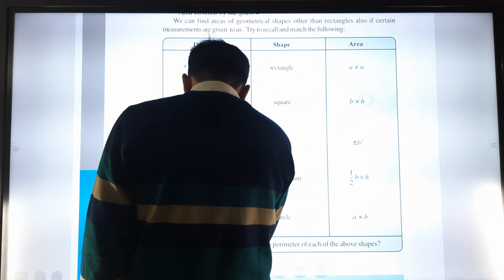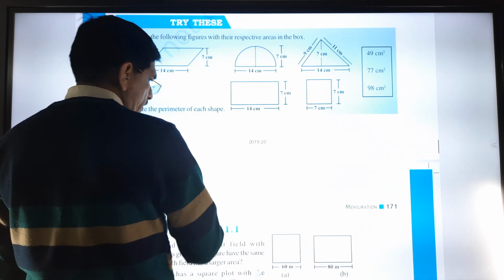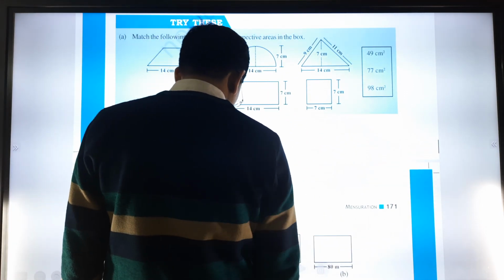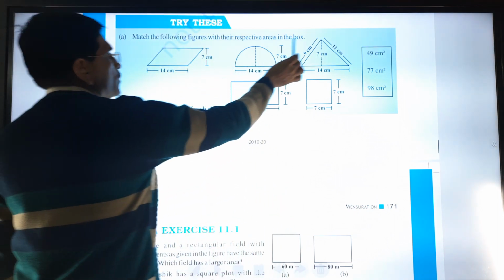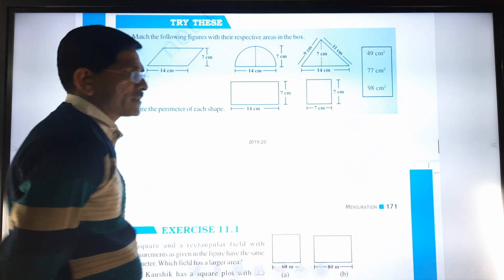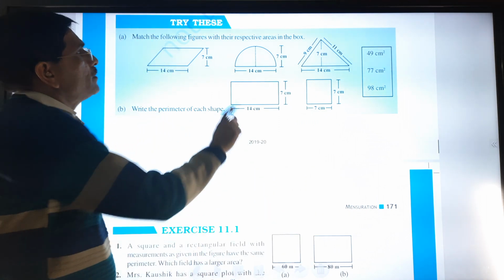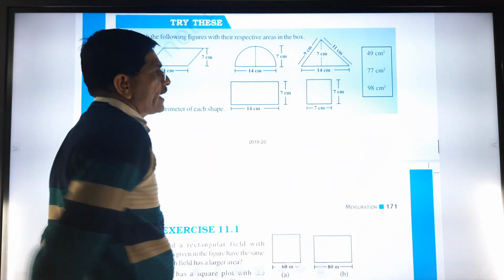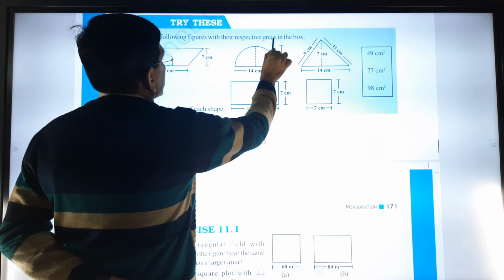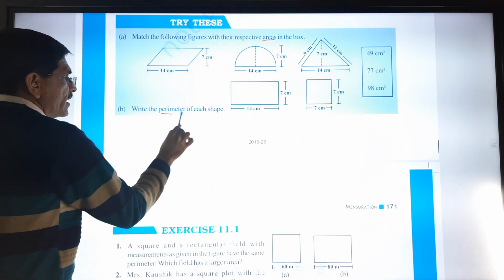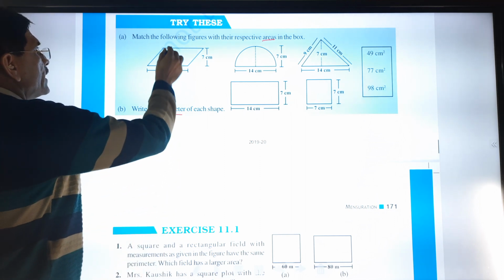Now we go for the question, try this. So how many questions are there? 1, 2, 3, 4 and 5 sums are there. So anyhow I have to complete these 5 sums and then compare to see whether we can get the correct answer or not, with the respective areas and the respective perimeters. So first of all, here it is a rectangle.